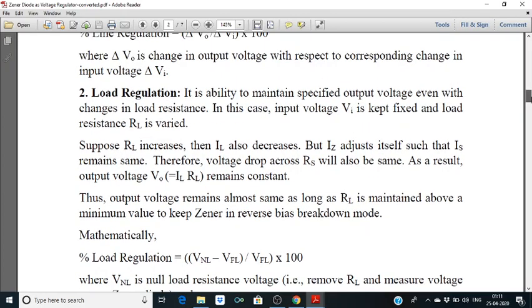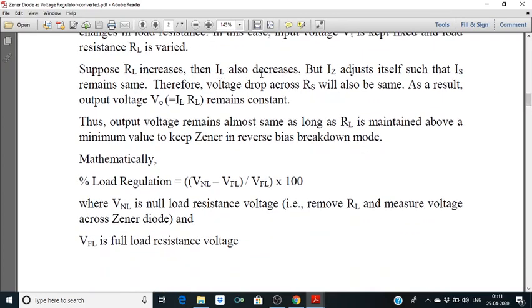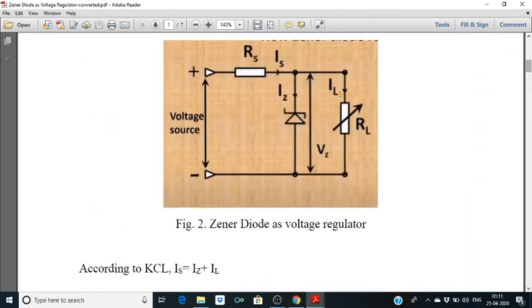In load regulation, RL increases, IL decreases, but IZ adjusts itself such that IS remains the same. Therefore, the voltage drop across RS will be the same, and as a result, V output will be the same, equal to IL times RL. Because here this voltage is constant, and this voltage is dependent on this voltage also. So this voltage remains constant, and this voltage also remains constant.